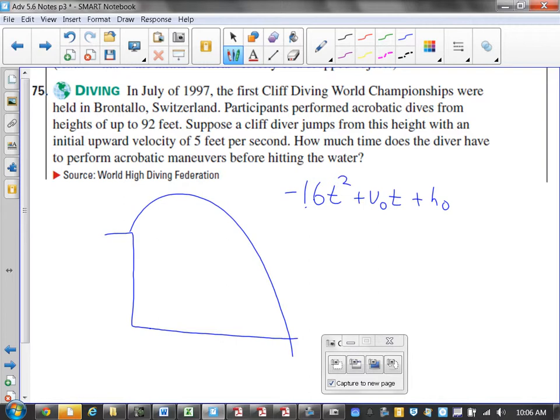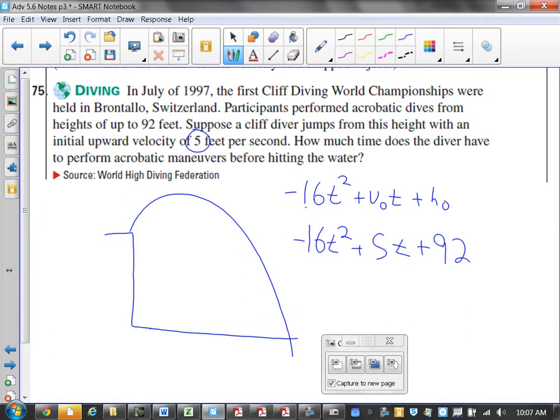Now, in this case, it's saying that your initial height was 92. Your initial velocity is 5 feet per second. But before it says upward. So is upward positive or negative? Positive. So what I'm doing here is I have the following model: negative 16t squared plus 5t equals 92.